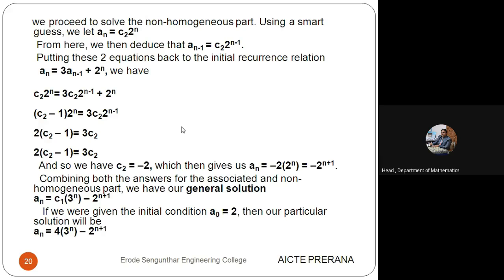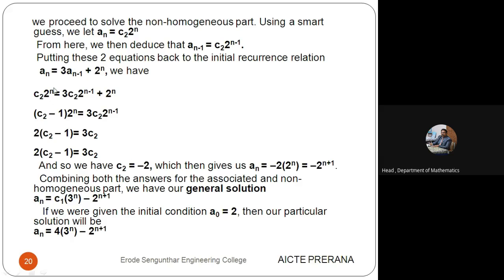Here f of n equal to 2 power n. Therefore, we substitute in this non-homogeneous recurrence relation, in place of a_n, c2 into 2 power n, and in place of a_(n-1), c2 into 2 power n minus 1. That is, a_n equal to 3a_(n-1) plus 2 power n, we have c2 into 2 power n equal to 3 c2 into 2 power n minus 1, plus 2 power n.